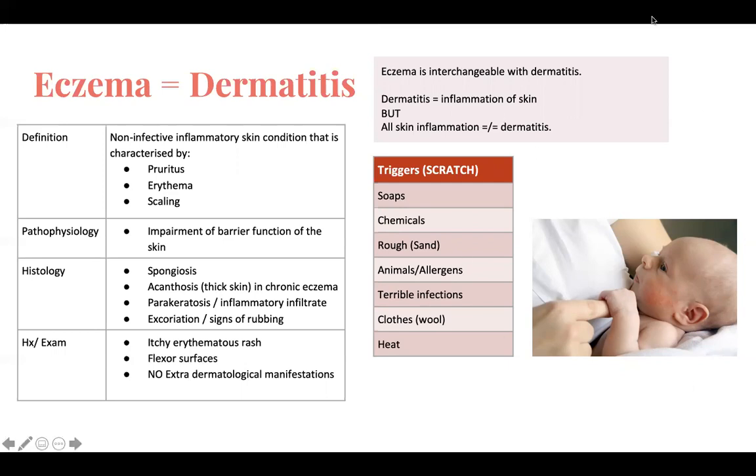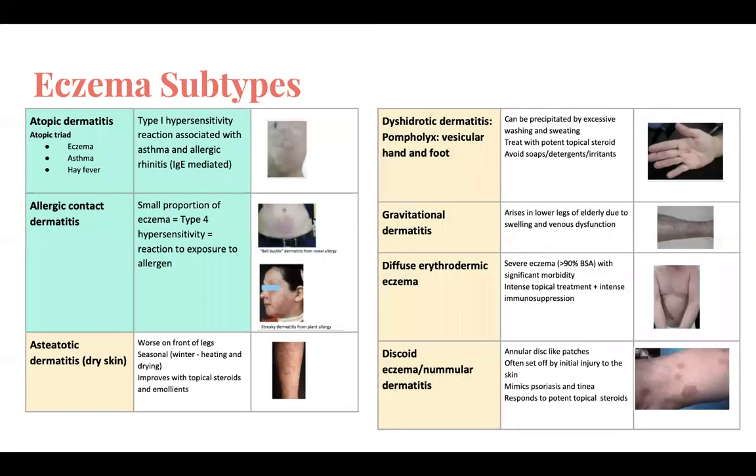A good way of remembering the triggers for dermatitis is SCRATCH, which I've listed there, and that also helps with your counselling. So avoiding the triggers is usually the first line management for dermatitis. There are also different subtypes of dermatitis. I think only the top two are the ones that you have to know. The rest is more for interest.